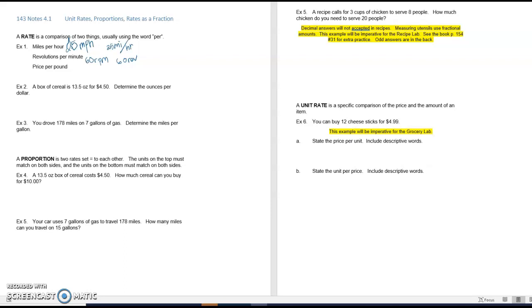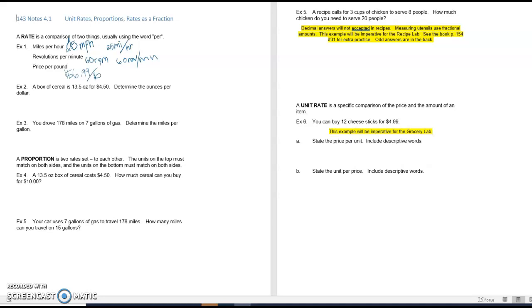You can do revolutions per minute, or right here, you can write it differently. You can put a slash, and then you could write minutes. That's another way to write a rate. Okay, price per pound. So maybe steak is on sale. It's going to be $6.99. So we would put $6.99 per pound.